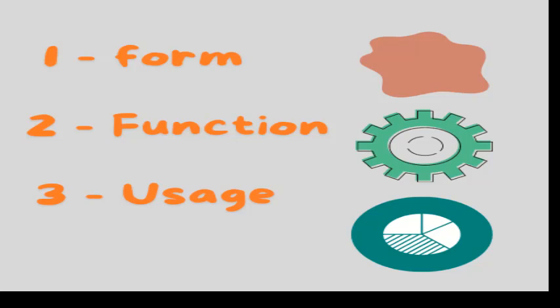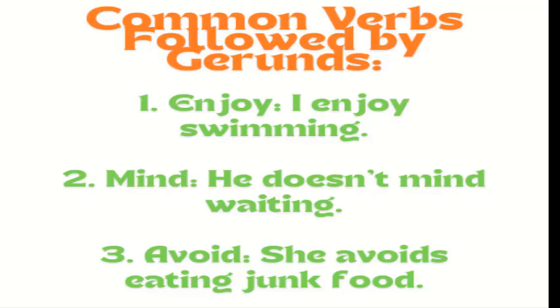3. Usage. Gerunds are used after certain verbs, prepositions, or as the subject or object of a sentence. Infinitives are used after certain verbs, adjectives, nouns, or as the subject or object of a sentence. Common verbs followed by gerunds. 1. Enjoy. I enjoy swimming. 2. Mind. He doesn't mind waiting. 3. Avoid. She avoids eating junk food.